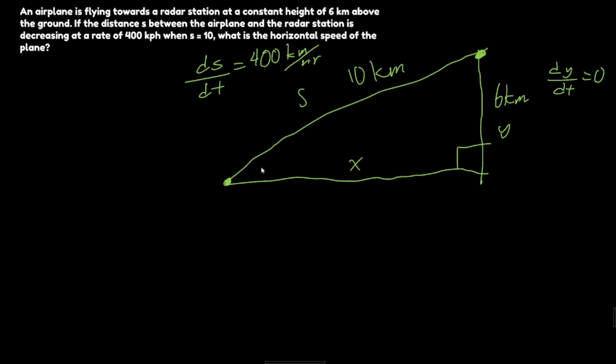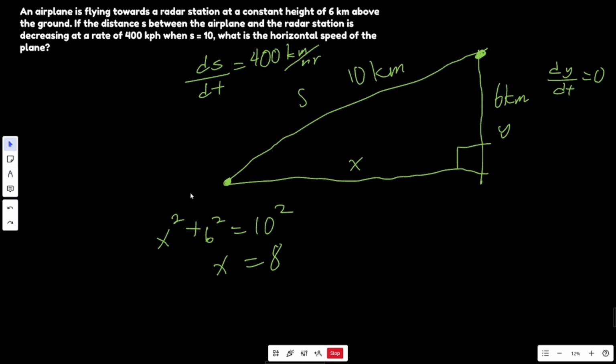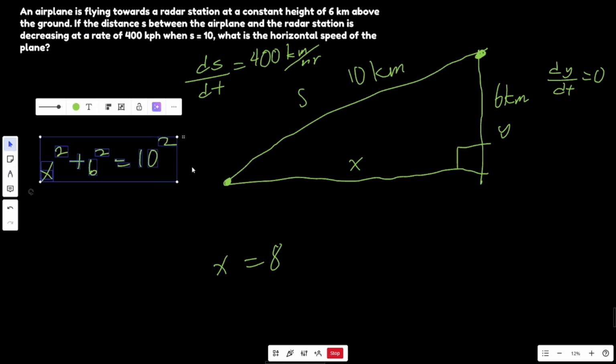To find out what x is, we just need to use the Pythagorean theorem, which is a squared plus b squared equals c squared. Since we have a value of s as our c, we can just plug in. So we'll use x as our a: x squared plus 6 squared is equal to 10 squared. Simplifying this, 100 minus 36 is 64, so we know that x is equal to 8.